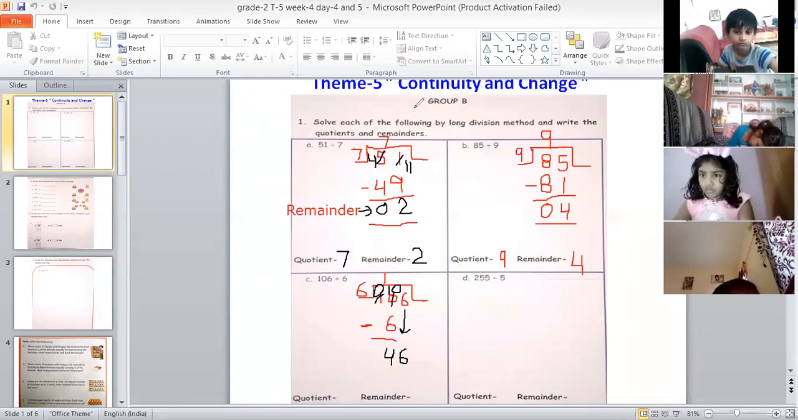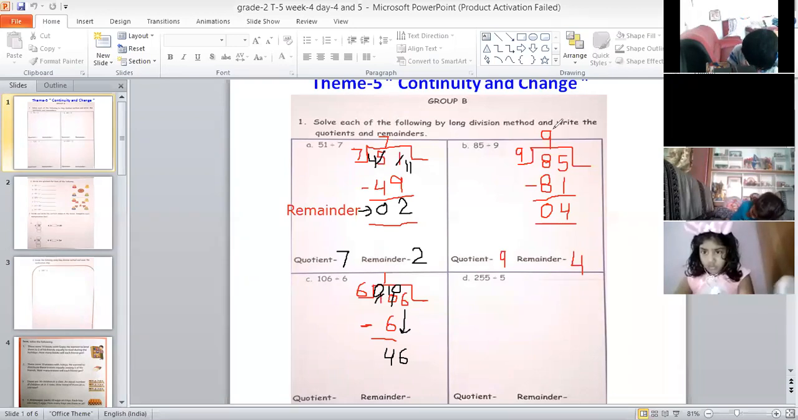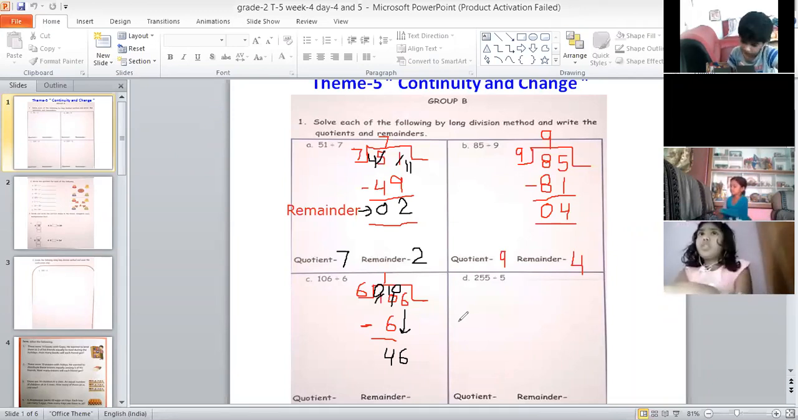Okay, so now the number is 46. Okay, fine. Hanvika? Ma'am. Yeah, Hanvika, now tell me, can we get 46 in the 6 table? Recall the 6 table and tell me. No, ma'am. Then what will we do? We'll take the number nearer and smaller than 46.